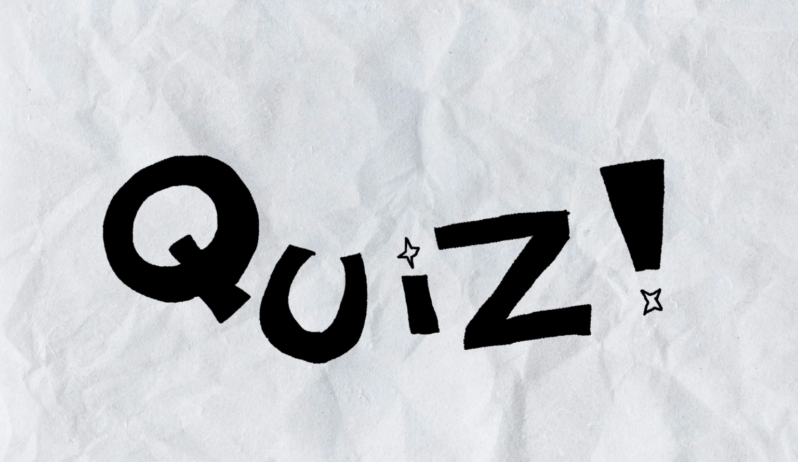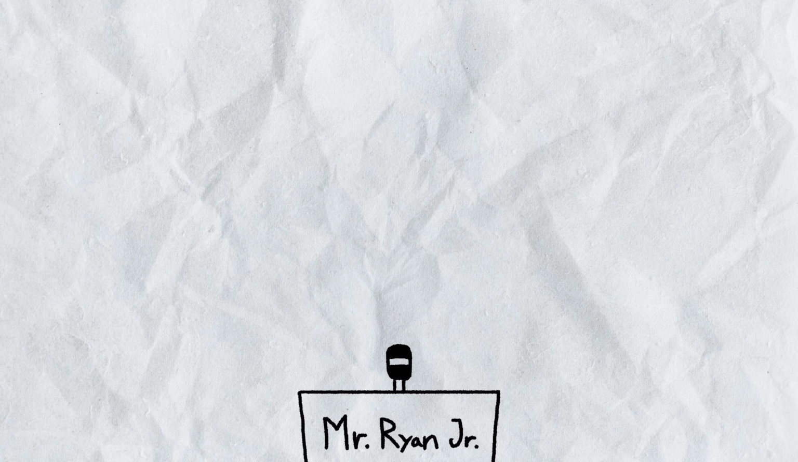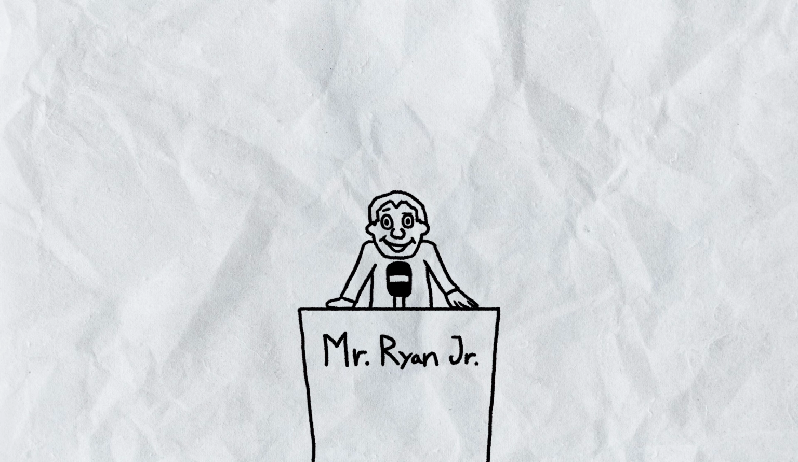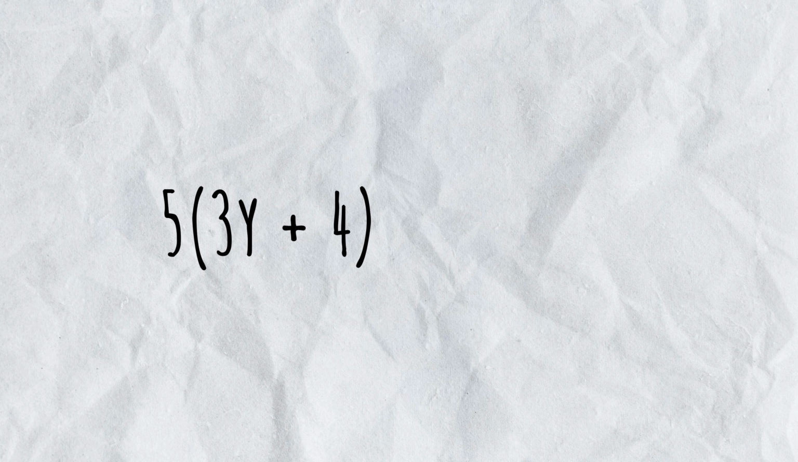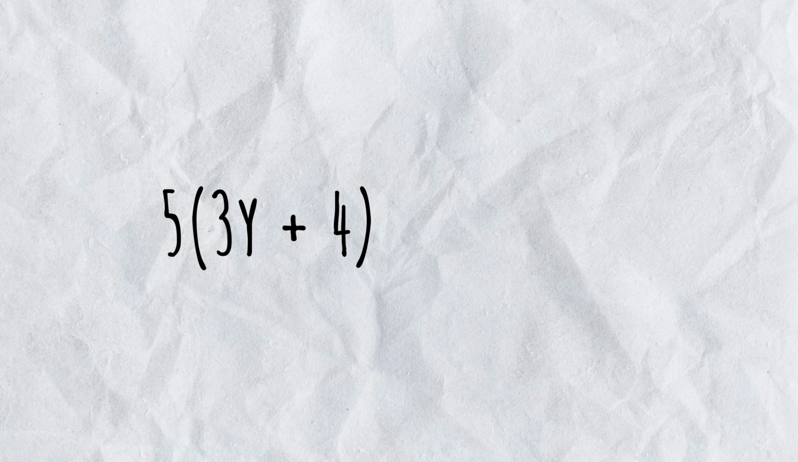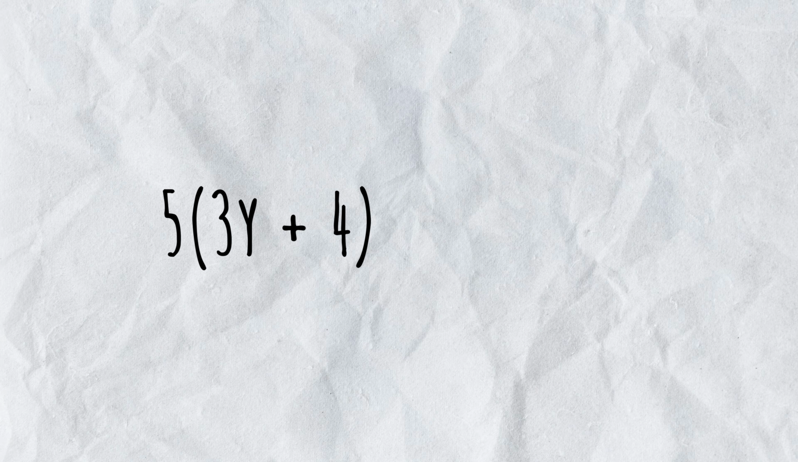So as you can see, guys, it's actually not that difficult. You just need to take a little bit of time to practice it, and that's exactly what we're going to do with this little quiz. So on the screen in front of you, Mr. Ryan Jr. is going to write the following equation. We've got 5 outside the bracket, and then we've got 3y plus 4 inside of the bracket. And then we're going to close our bracket, and that is going to be our equation.